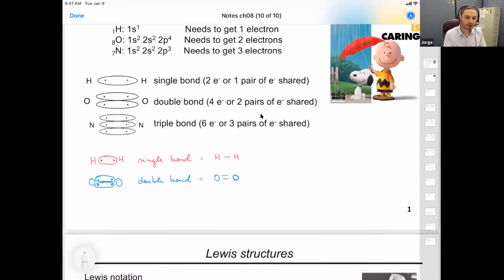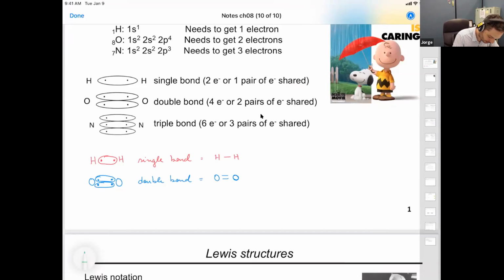Remember that the electrons being shared belong to both elements involved in the bonding. Okay, so it's like each oxygen got the 2 electrons that were missing. And for nitrogen, we know that each atom needs to get 3 electrons.